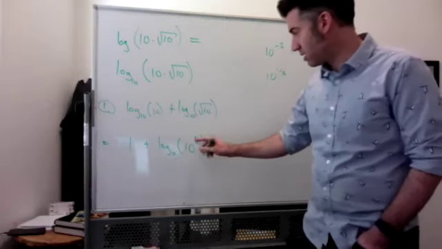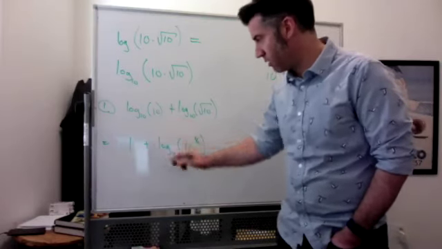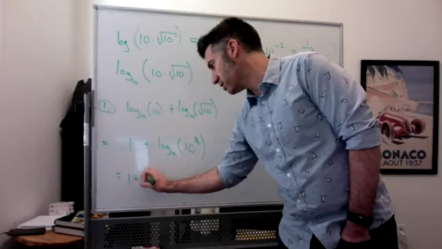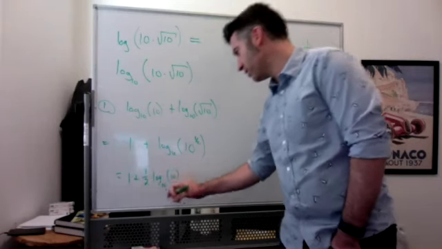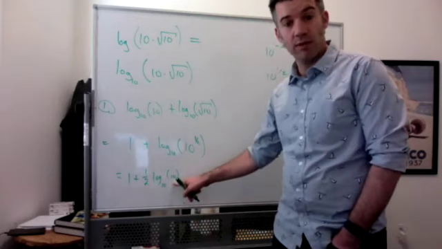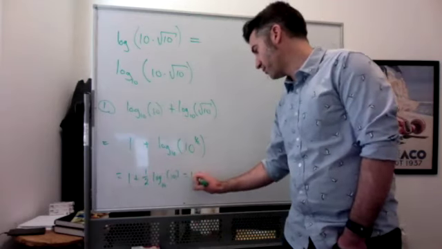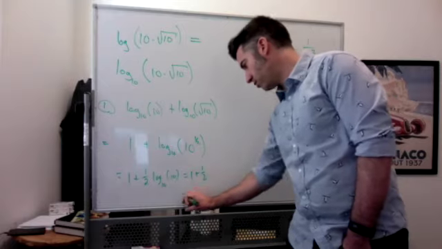But what I can do is I can say, oh, this 1/2 power is going to come down in front. Let's say this is 1 plus 1/2 times log base 10 of 10. And then log base 10 of 10 is 1. So this is 1 plus 1/2, which is 3/2, or 1.5, either way.